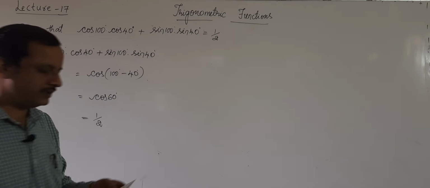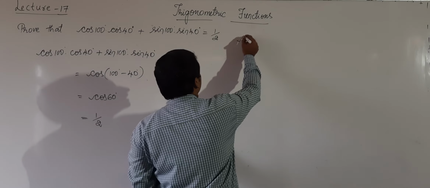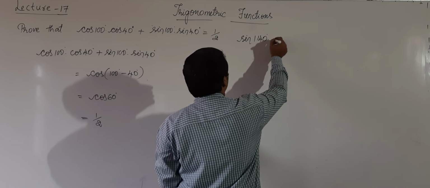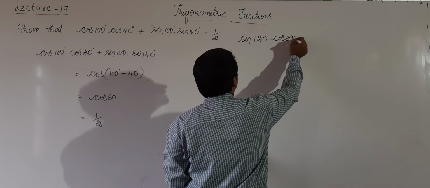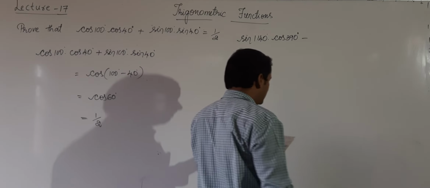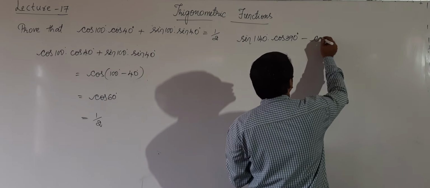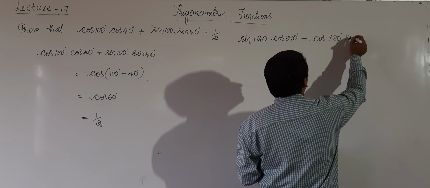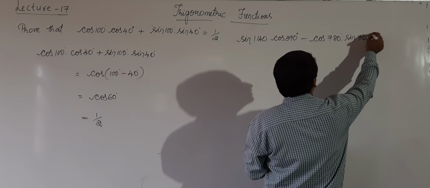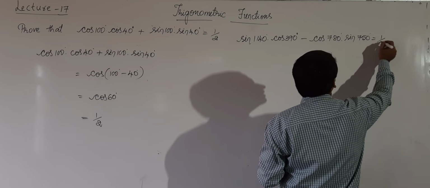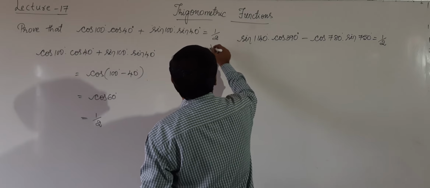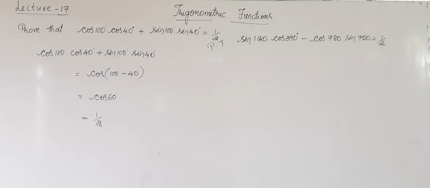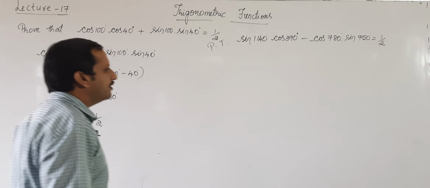Sin 1140 degree into cos 390 degree minus cos 780 degree into sin 750 degree is equal to 1 by 2. So, this is also prove that sin 1140 degree into cos 390 degree minus cos 780 degree into sin 750 degree is equal to 1 by 2.